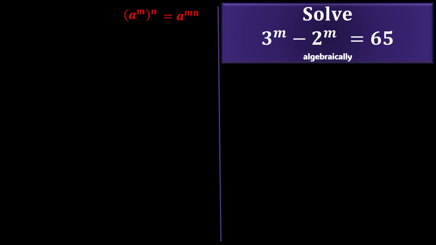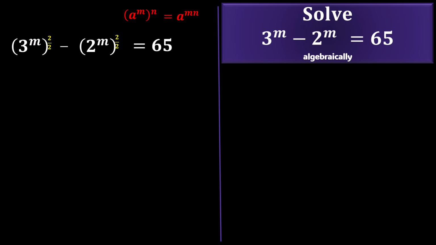So here we are given 3 to the power of m, and we are going to be creative. We're going to raise all of this to the power of 2 over 2. Notice we have not changed the value, it is still the same. Minus, we are given 2 to the power of m, and we are going to do the same. So raise to the power of 2 over 2, all equal to 65.